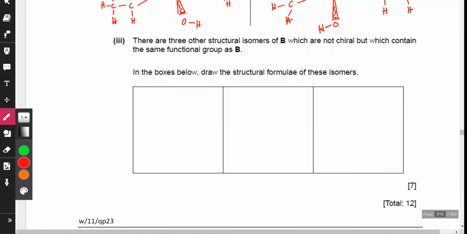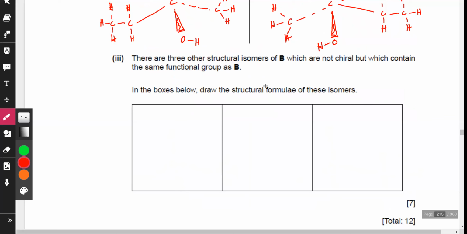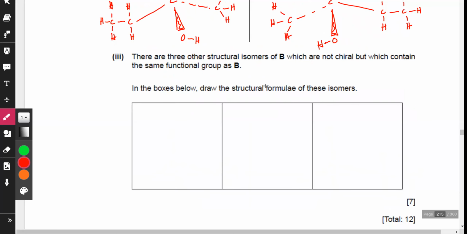So the next part is that you're being asked for the 3 other structural isomers of B which are not chiral but which contain the same functional group as B. In the boxes below, draw the structural formula of these isomers. He said 3. One I already drew. If you don't include the hydrogens, it's a bit easier to draw isomers. I'll add the hydrogens later. One of them is this one, where OH is at the end.